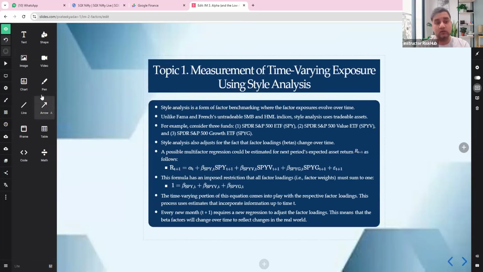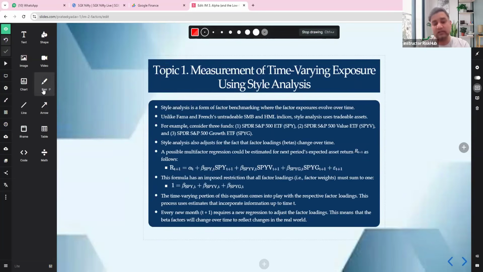So the first topic here is understanding time varying exposure using style analysis. What is style analysis? It's a method to track your portfolio exposure change over time, right? Unlike Fama-French, which uses untradable SMB and HML indices, style analysis uses real investable, tradable assets like ETFs. Style analysis is a form of factor benchmarking where the factor exposure evolves over time.